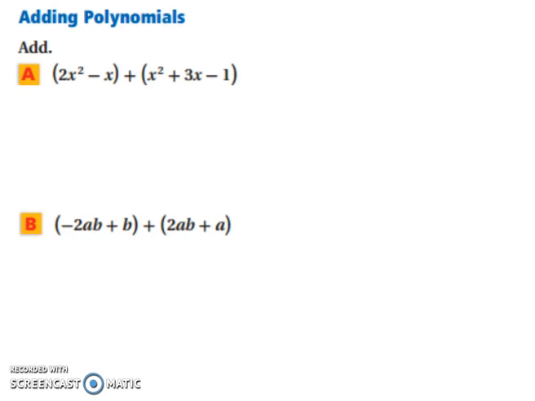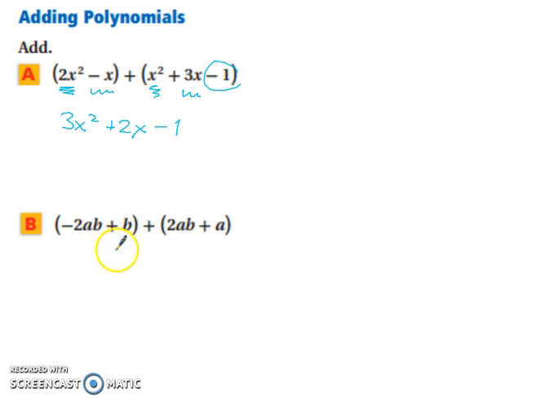So now let's try adding polynomials. So notice how you're adding a binomial and a trinomial. Well, the same thing applies. You're adding, so you're just going to combine like terms. So you have this 2x squared and this x squared here. So we have 3x squared. And then we have a negative x and a positive 3x. So we end up with positive 2x. And nothing goes with this negative 1, so we're just going to simply rewrite it.